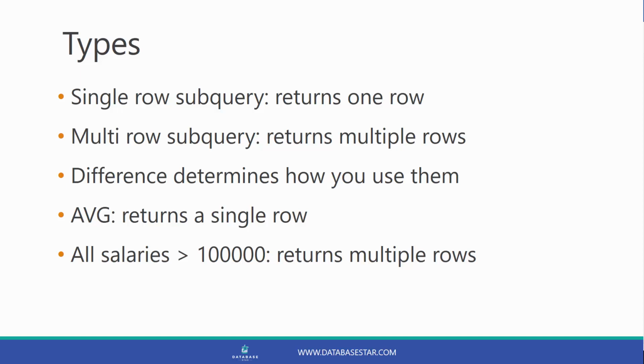The difference between these is important because it determines how you use them. For example, a subquery that finds the average value in a table will return a single row, whereas a subquery that finds all salaries greater than 100,000 will return multiple rows. Let's take a look at an example of a single row subquery.